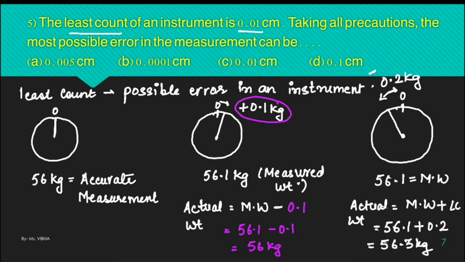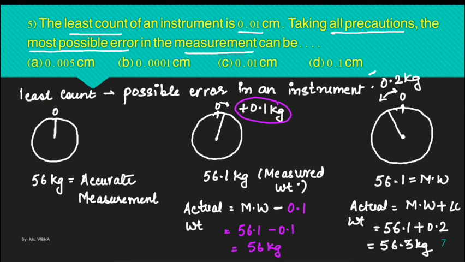So the least count of the instrument is 0.01 centimeter. Taking all the precautions, the most possible error would always be equal to the least count. So the answer is 0.01 centimeter. That is the C part.